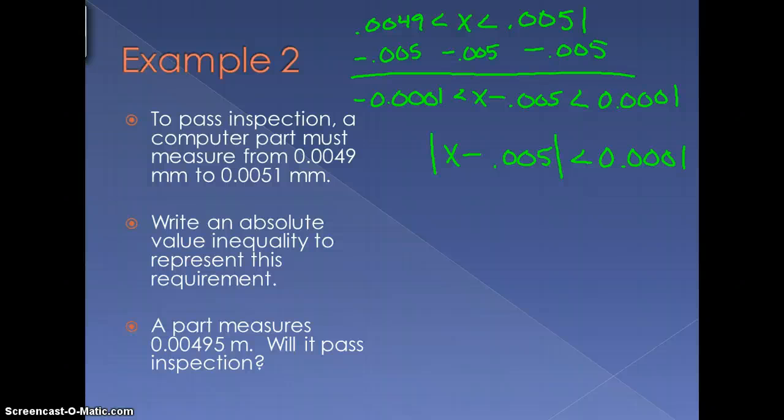Now a part measures 0.00495. So we plug that in. We get 0.00495 minus 0.005, and we take the absolute value of that. We end up getting 0.00005, which is less than 0.0001, which is true. Yes, that part would work.